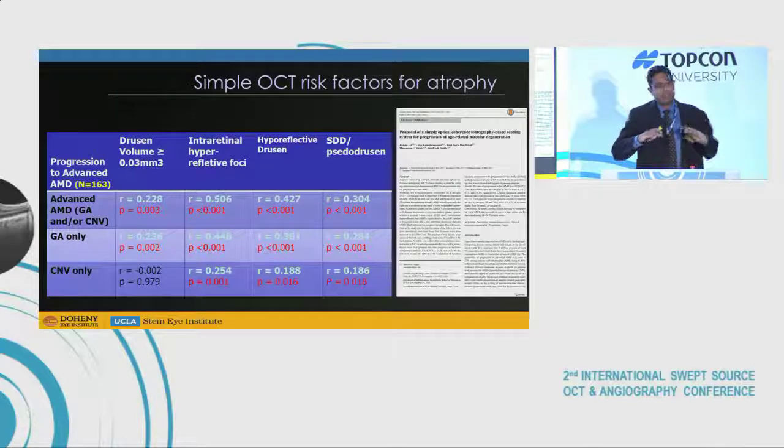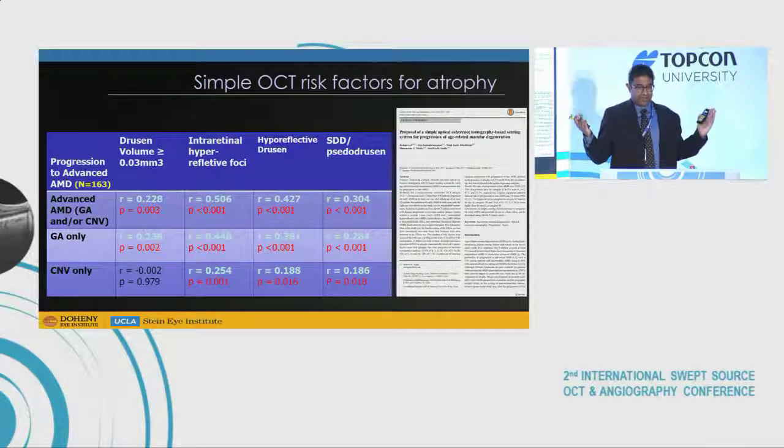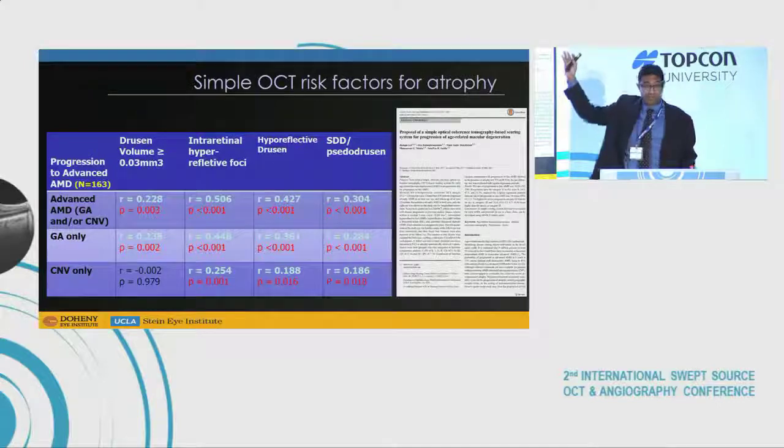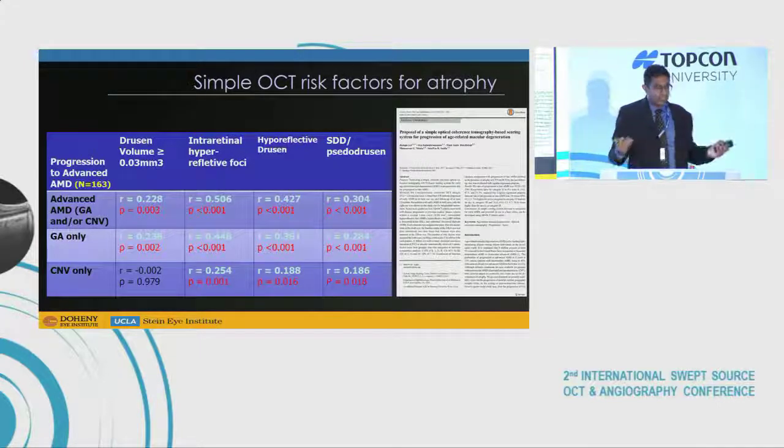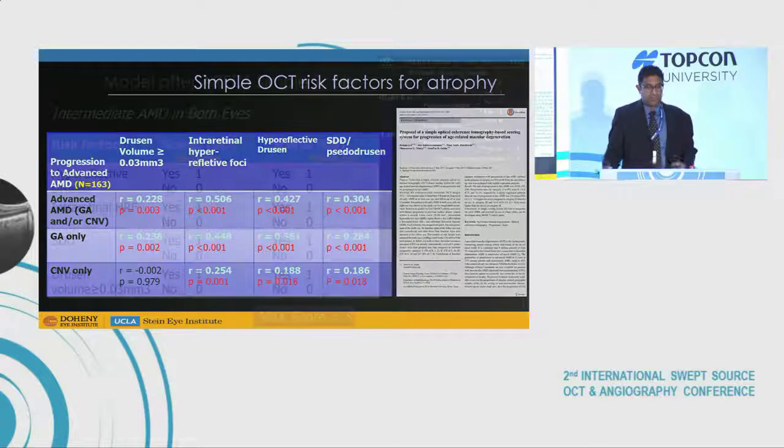So we wondered, can we take these risk factors? Because I look for these things in every patient I see in clinic. I use this in my everyday clinical practice. But we said, can we turn this into a simple score that we can use to assess our patients?